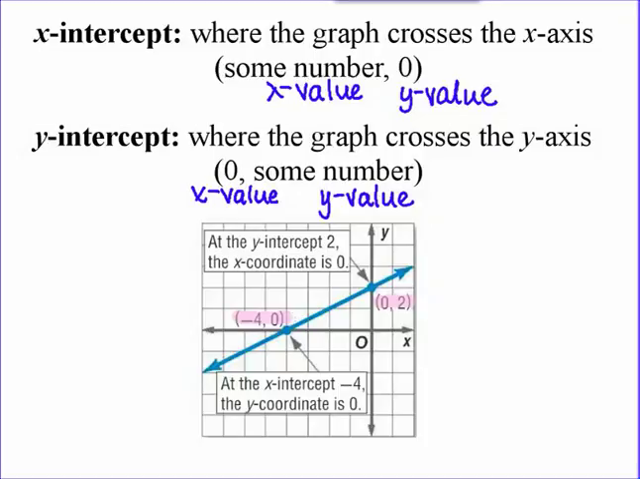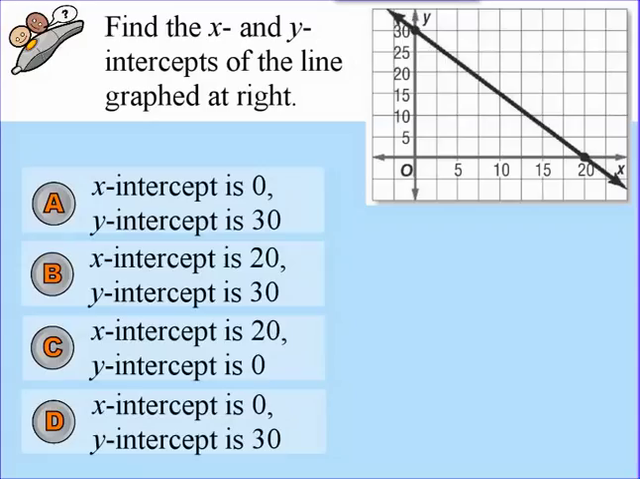So now what we're going to do is graph lines by finding the intercepts. If you look here, it says find the x-intercepts and the y-intercepts of the line graphed at the right. So you have four choices. What is the x-intercept and what is the y-intercept? So let's review. X-intercept is where it crosses the x-axis. Y-intercept is where it crosses the y-axis. With that in mind, look at that graph. Tell me which of the answers is correct. A, B, C, or D.